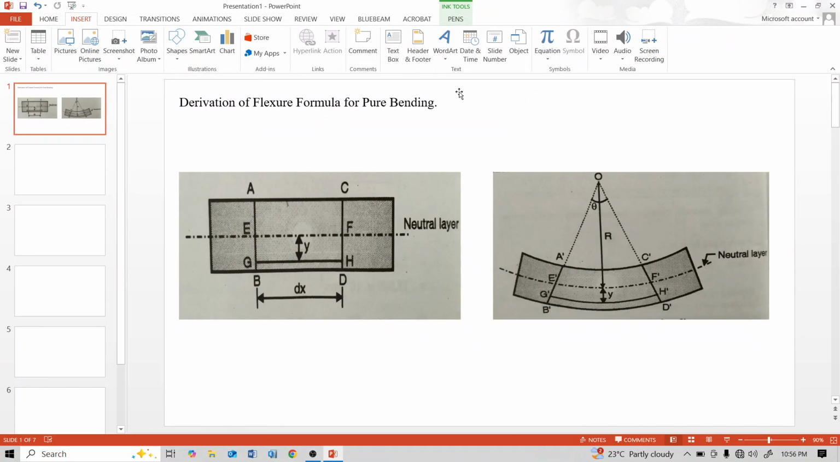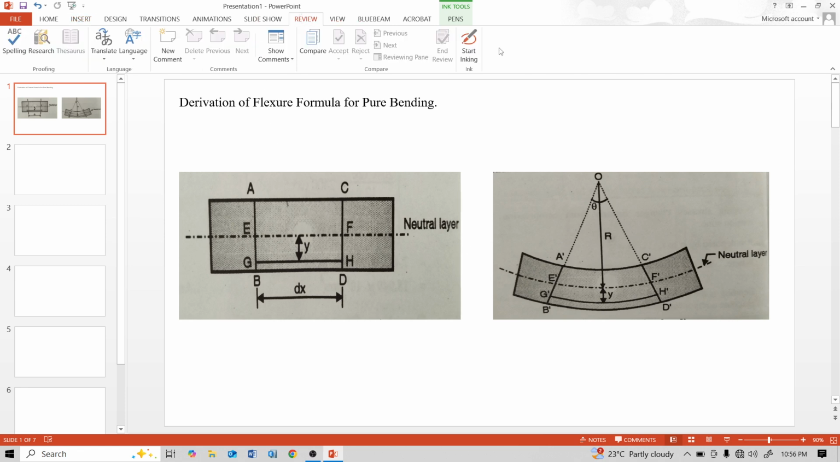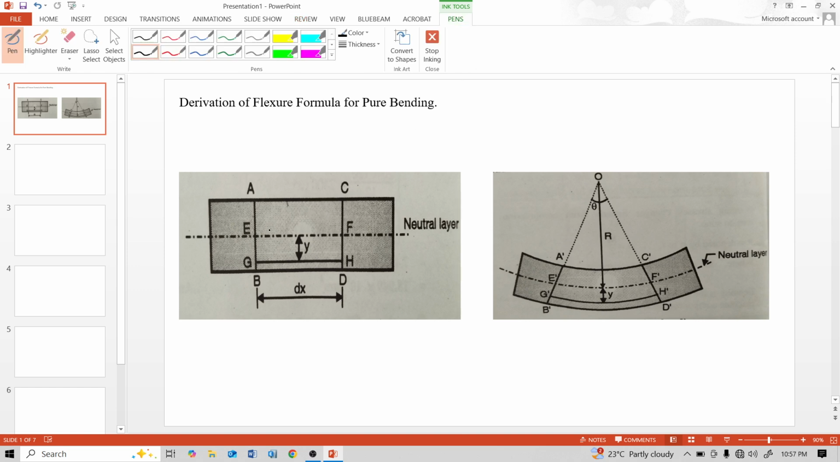Today, in this video, we will see the derivation of the flexure formula for pure bending. First, consider this rectangle. This rectangle is before bending, and this second figure is after bending. So, this EF is the neutral layer, and before bending and after bending, this neutral layer is the same. This means EF is equal to E'F'. The neutral layer does not change before bending and after bending.